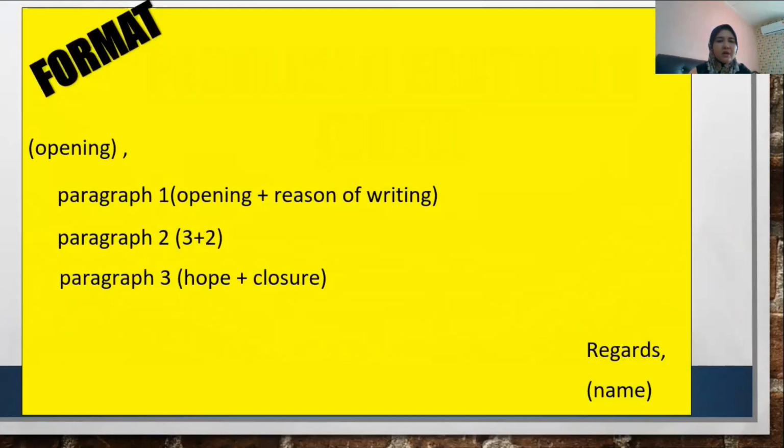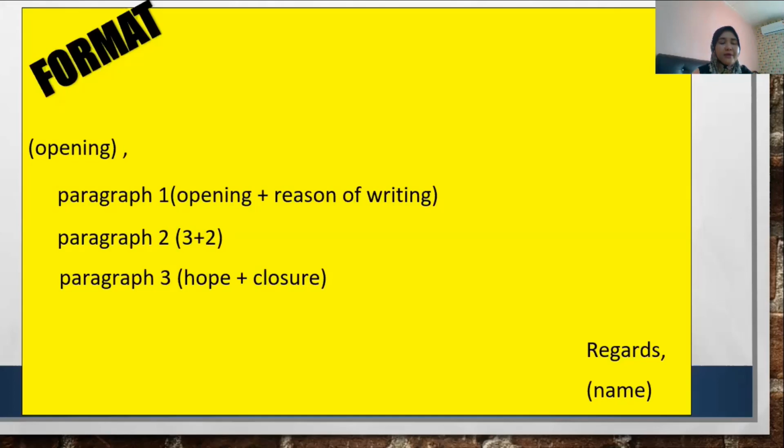Okay, basically, this is the format of note writing. If you notice, the format is almost the same as message writing. So your note will start with the opening sentence. You will start with the opening, and as usual, you will have 3 paragraphs. In the first paragraph, you will have the opening sentence and also the reason for writing.